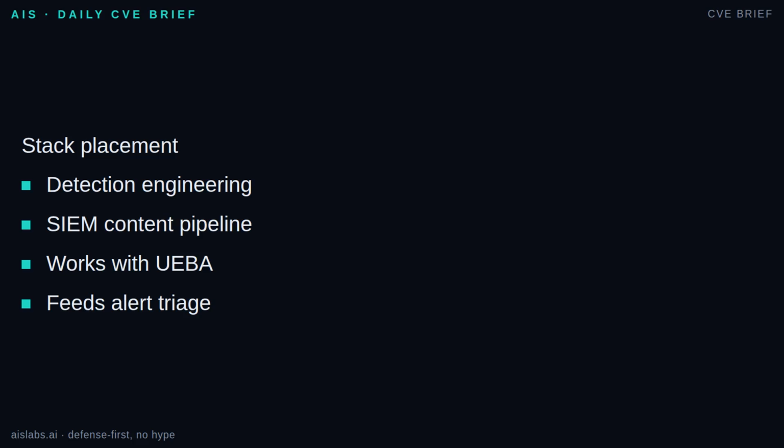UEBA can still add value by spotting unusual behavior over baselines. Sigma rules usually express known patterns more directly. In practice, both help. A Sigma alert might say a process used suspicious flags. A UEBA alert might say the user behavior is unusual. Together, they give the analyst better context.